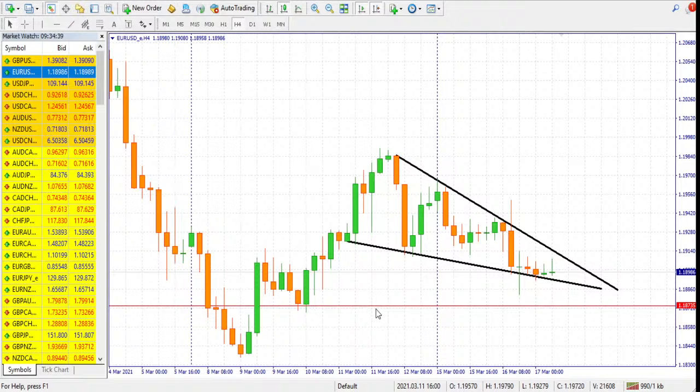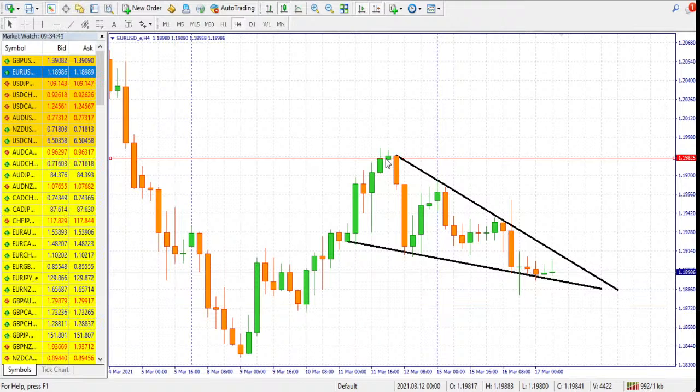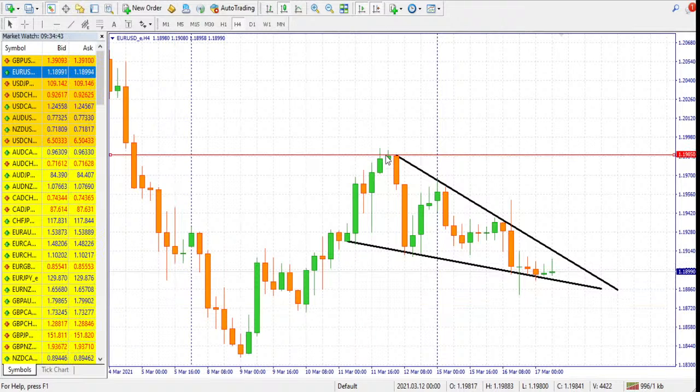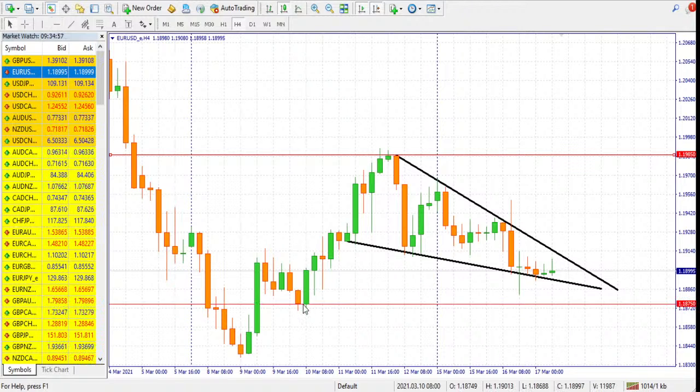If the price breaks above the upper trend line, expect a move to the upper side at least up to this point, 1.19650. If the price breaks above this, expect a continuation to the upper side up to around 1.19850. And if the price breaks below the lower trend line, then we do expect a move down to around 1.18750, and then the next target is this.